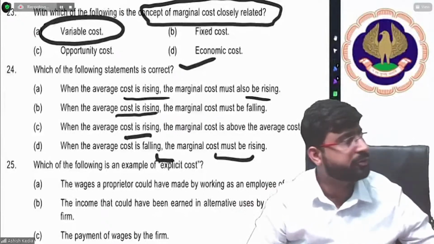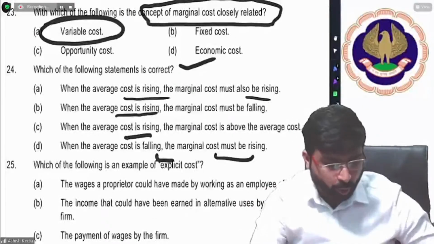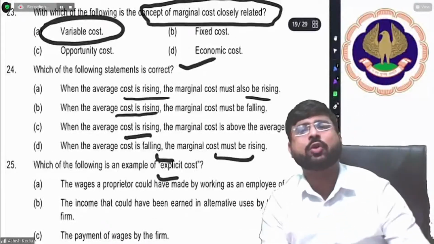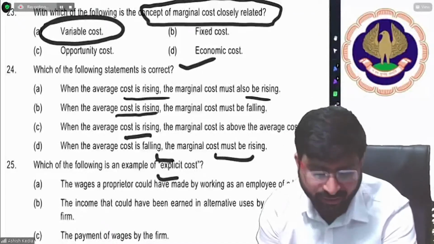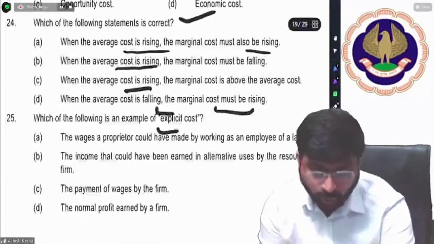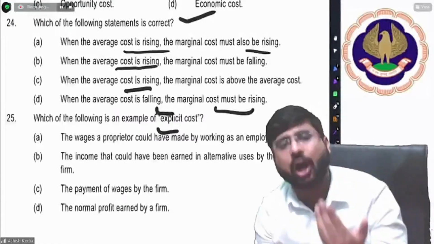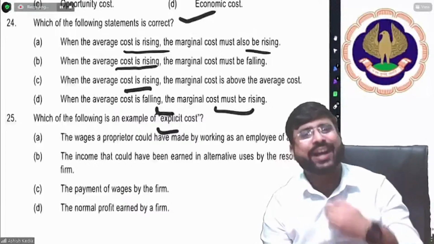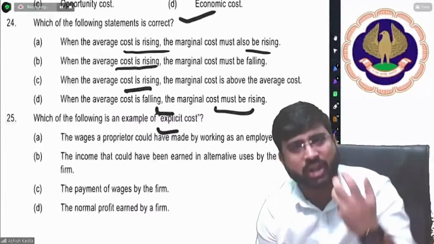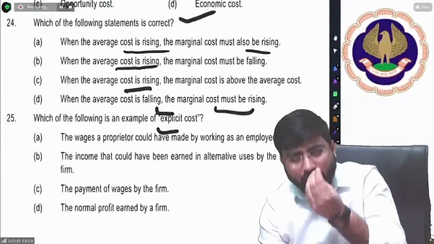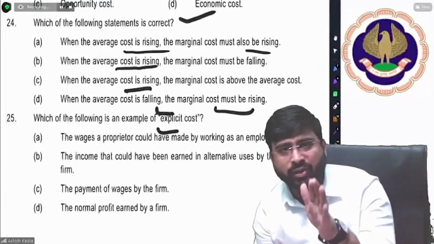So after this, we are going to move on to our next one. Which of the following is considered as an explicit cost? When we talk about explicit cost, we are talking about the outflows. When we are talking about the outflows, friends, we are referring to explicit cost.